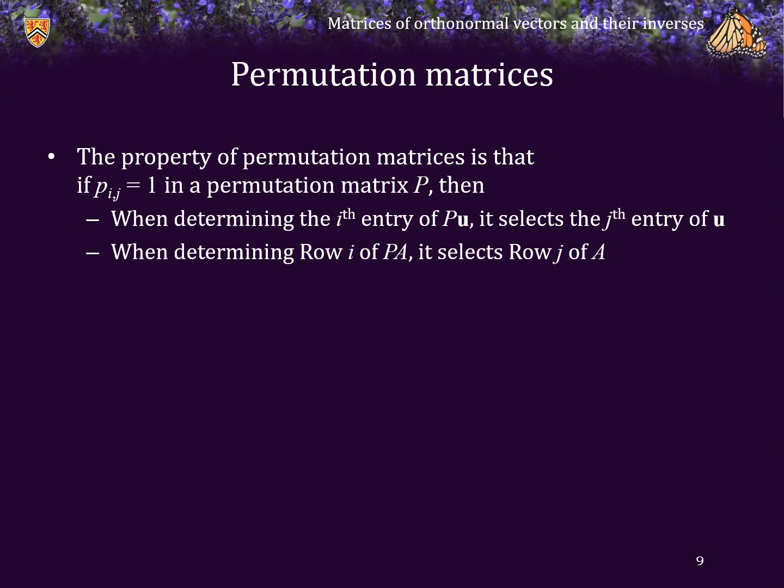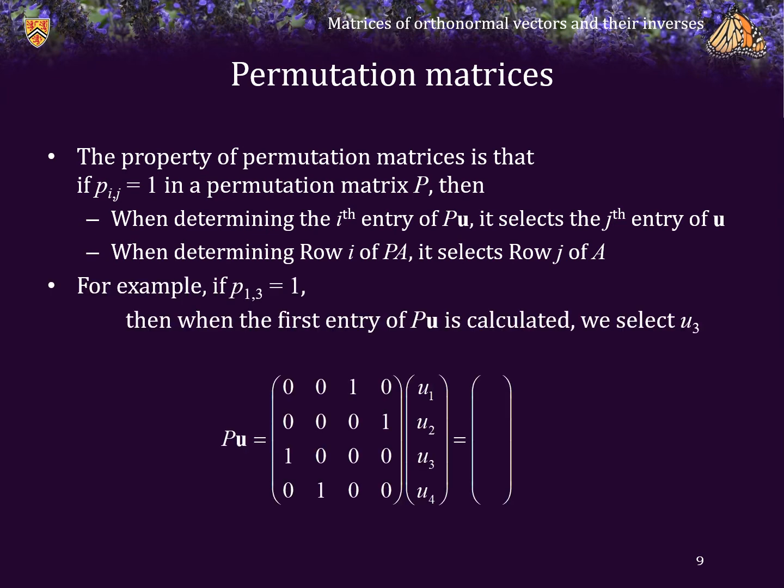Similarly, when determining row i of P times a matrix A, it selects row j of A. For example, if P13 is equal to 1, then when we are calculating the first entry of P times a vector U, we are selecting the third entry of the vector U.